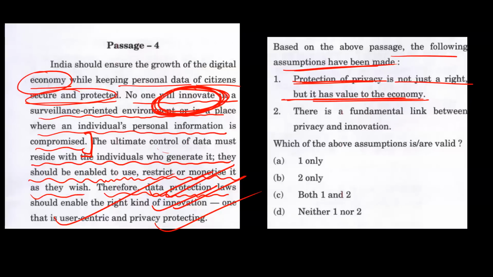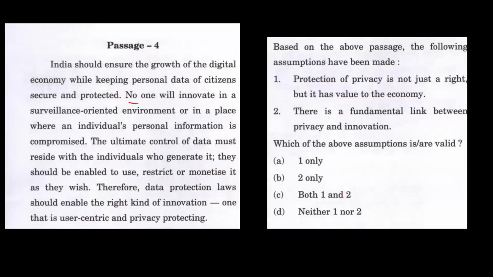Why? Because people will not innovate. If people will not innovate, then the economy will not grow. Next, there is a fundamental link between privacy and innovation. Yes, you can see here: no one will innovate in a surveillance-oriented environment. What is the author assuming? Is the author assuming this or not?